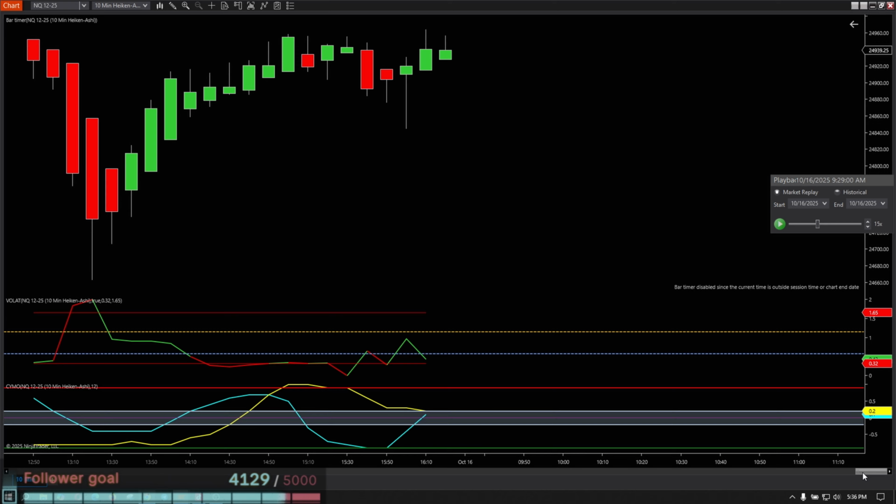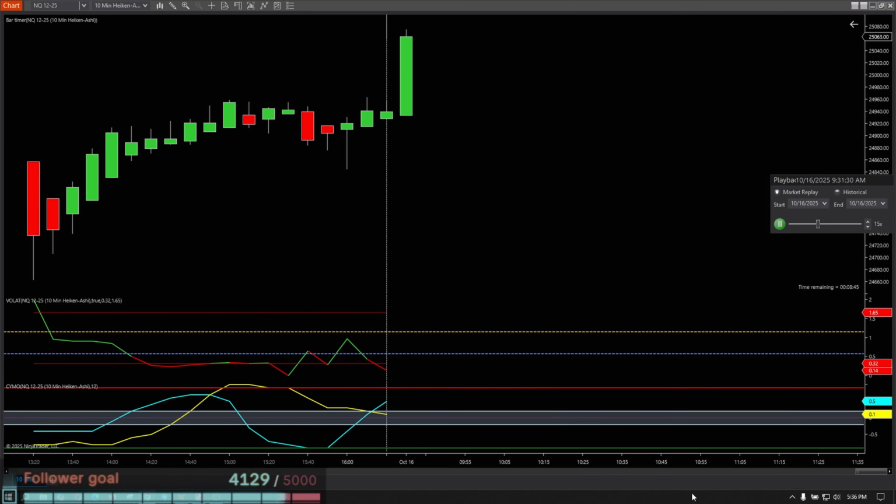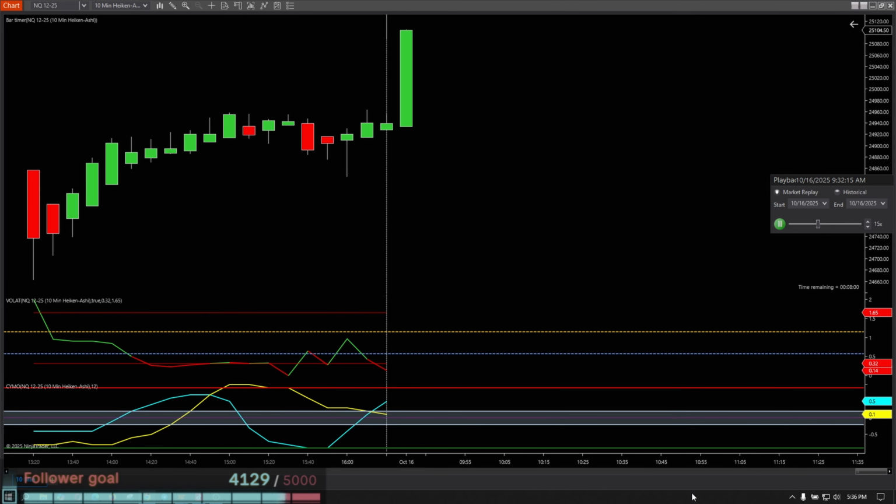5, 4, 3, 2, 1. Here we go. At 15 times the speed of the market, we'll just let this run right here and see what happens. First bar of the day, we're looking at the 10-minute chart for structure. That's the whole purpose of this chart, guys, okay? And we're going to let this just run.